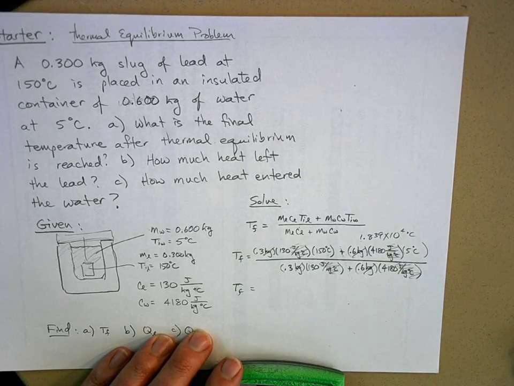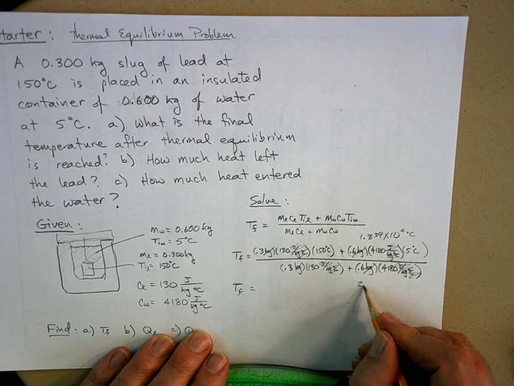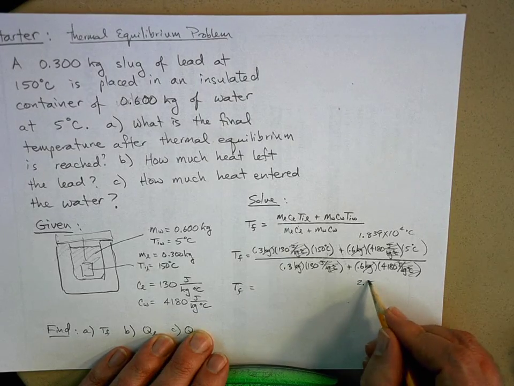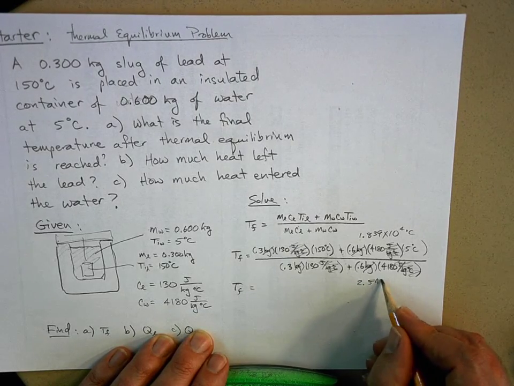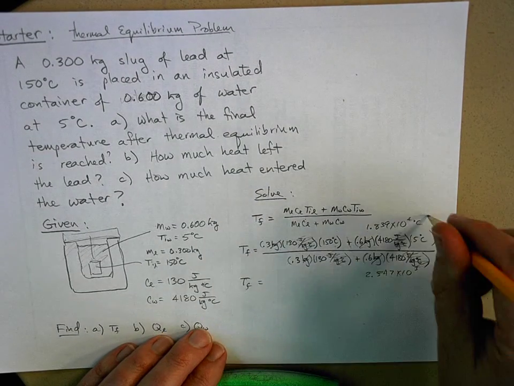Let's just do 0.3 times 130 plus 0.6 times... and did you get 2,547 on the bottom? Yeah. So now I just divide the numerator by that.